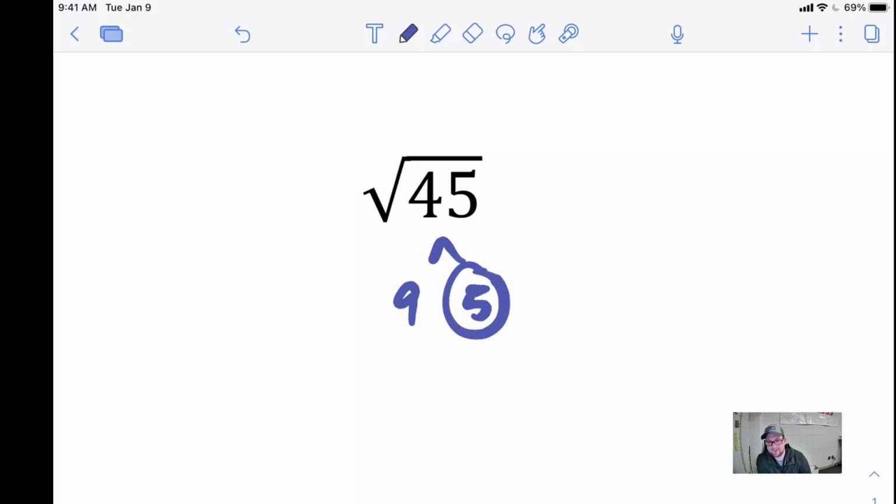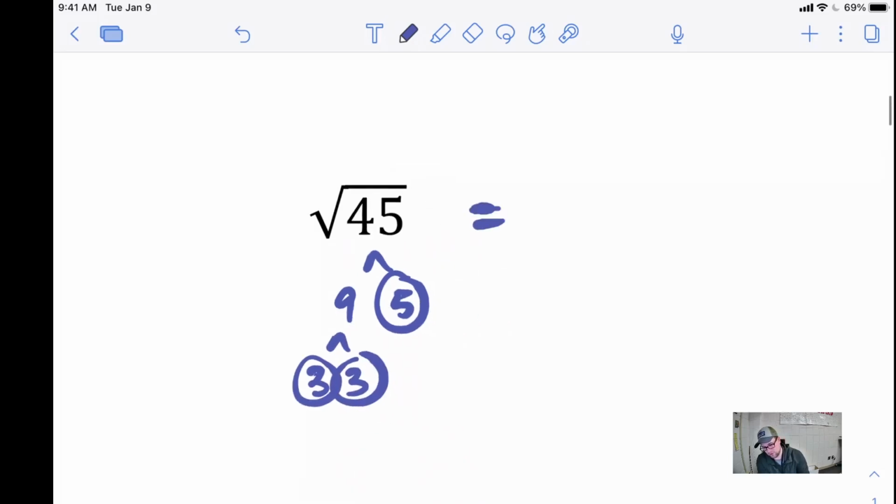So 5 is just 5. That one we know doesn't get smaller. And then 9 breaks into 3 times 3. And those are both final products. So we can rewrite this, our code would be 3, 3, 5. So 3, 3, 5. Now we do that 2-for-1 special.